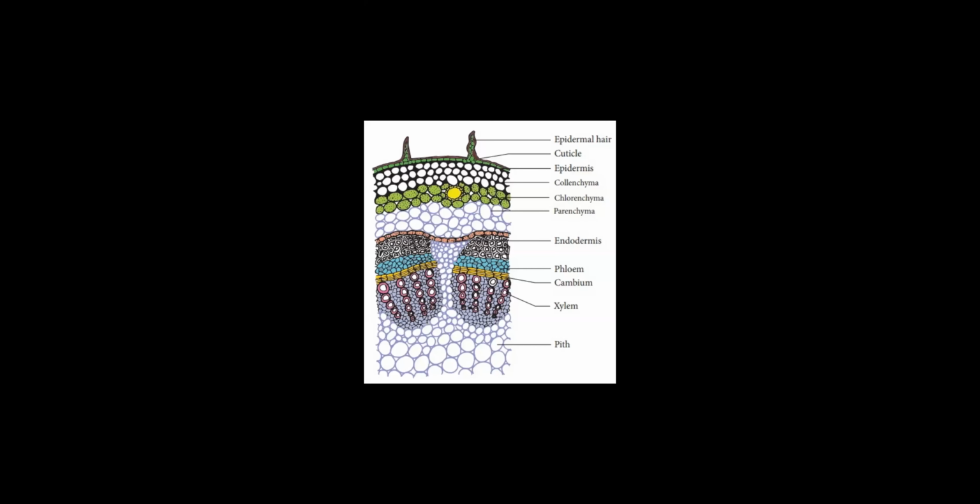Now comes dicot stem. These are the vascular bundles. This is cambium, this is phloem and this is xylem. Tell me, which category is this? Open collateral conjoint. Conjoint because xylem and phloem are together. Collateral because phloem is only on one side of the xylem. And open because between the phloem and xylem there is a cambium tissue.